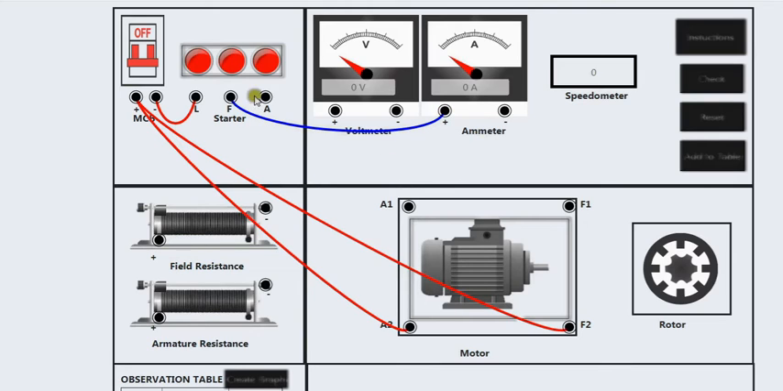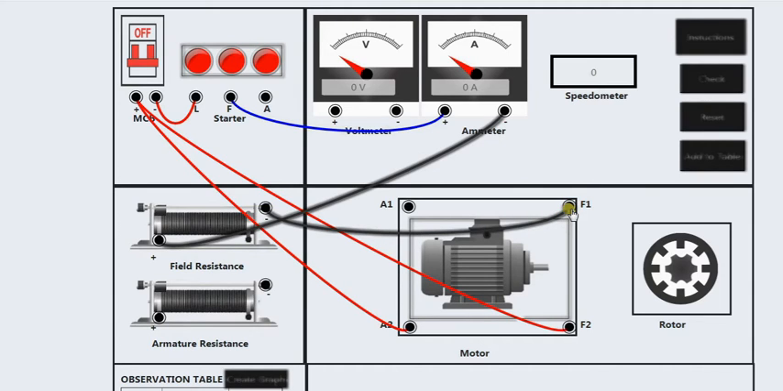The F point is connected with one terminal of the ammeter, then the second terminal of the ammeter is connected with one terminal of the field rheostat, or field resistance. The ammeter is connected in series, and the rheostat, the field resistance, is also connected in series. Another point from the rheostat will be connected to field point F1. So this completes the field circuit.